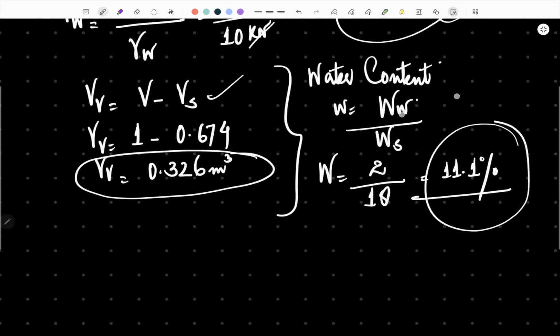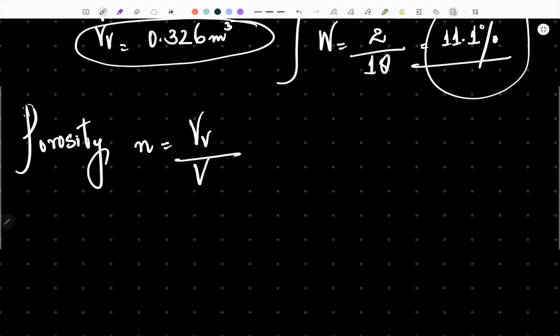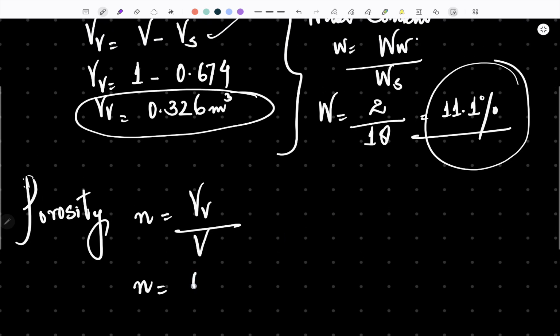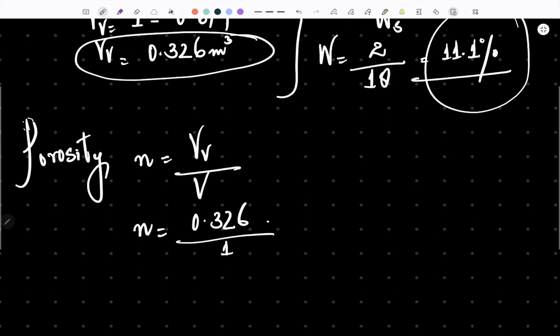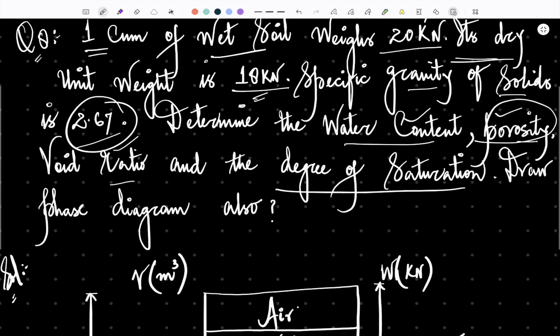Next thing that question asks us is to find the porosity. All right, porosity. Porosity, as you know, is the ratio between volume of voids to the total volume. So the porosity is volume of voids that we just found out, 0.326, divided by total volume, that is 1 cubic meter. By calculations, porosity, we also report porosity just like water content in terms of percentage, is equal to 32.6%. All right, the second part is also covered. We have found the water content, we did find the porosity.